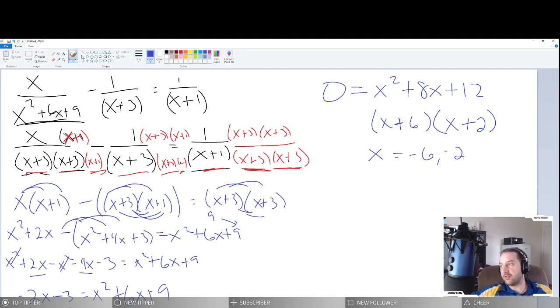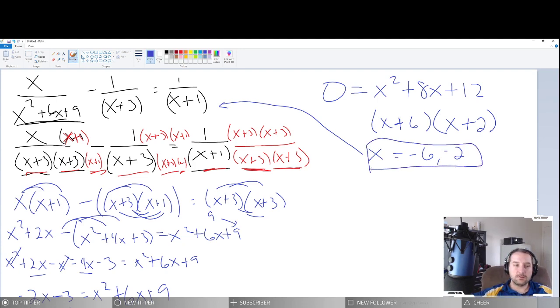I just need to take a look. If I plug those back into the original, am I going to have a 0 in the denominator? So if I plug in negative 6, no. If I plug in negative 2, no. And so those are solutions.